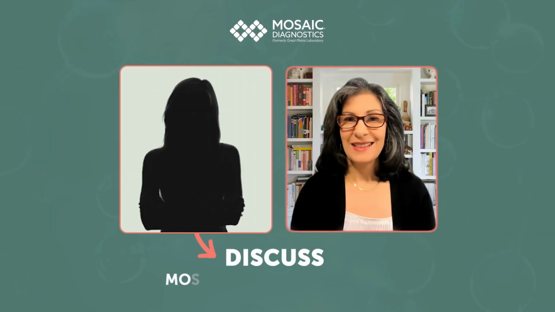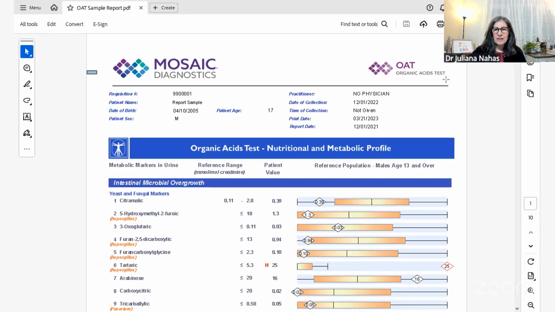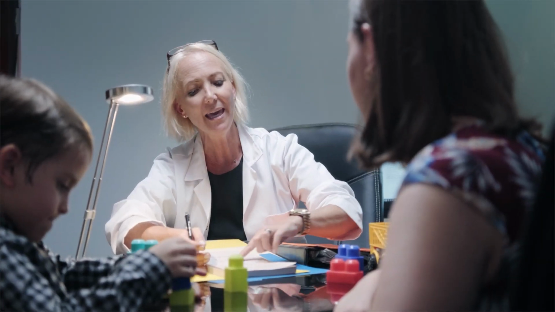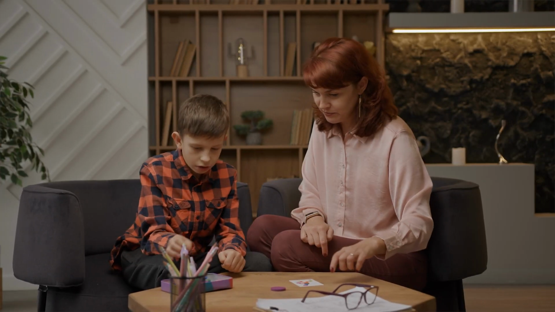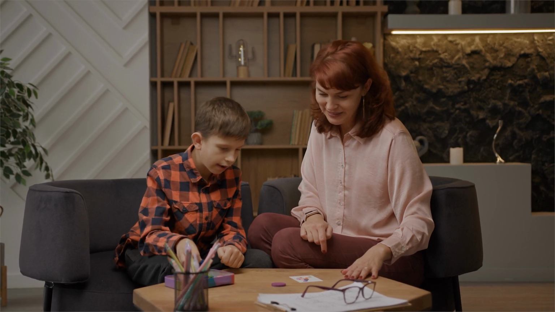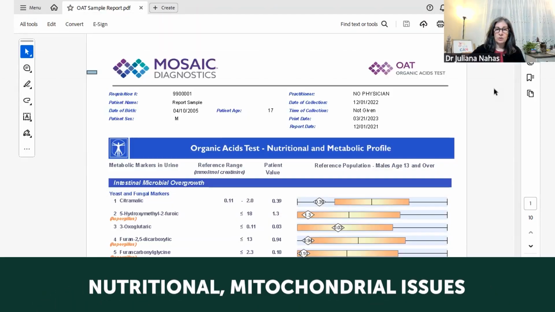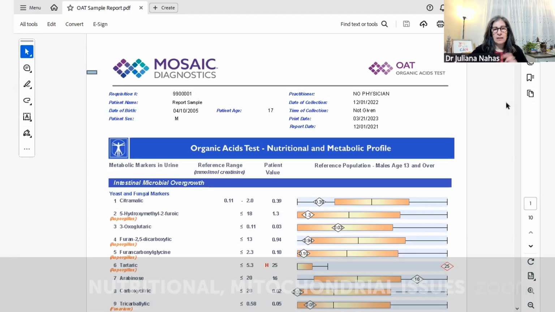We're going to discuss the Mosaic Organic Acid Test. And really, this is a test that I use on most of my patients with ADHD and autism. I also use it for kids who have other types of problems, whether it's gut problems, nutritional issues, or mitochondrial issues. It's really a nice grab bag test, if you will. It's one of those functional tests where you will find something on anybody you test.